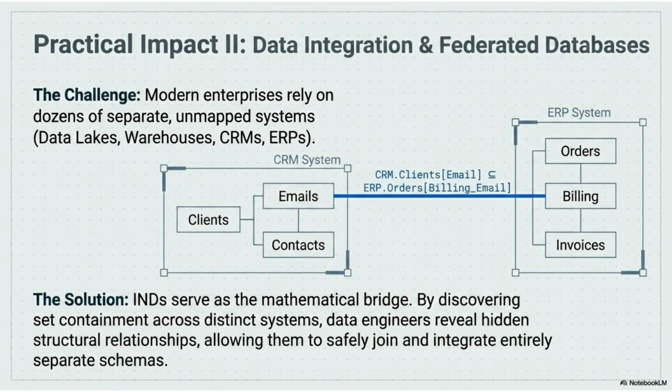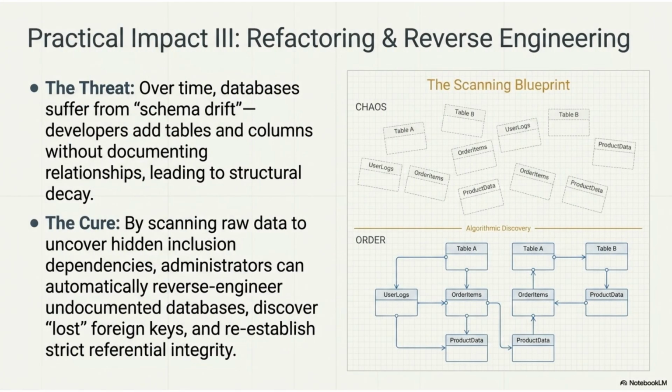For data integration, inclusion dependencies act as a mathematical bridge. By discovering containment across distinct systems, engineers can safely join and integrate data from separate, unmapped schemas. These dependencies also help solve schema drift. By scanning raw data to uncover hidden inclusion dependencies, administrators can reverse engineer undocumented databases and re-establish strict referential integrity.